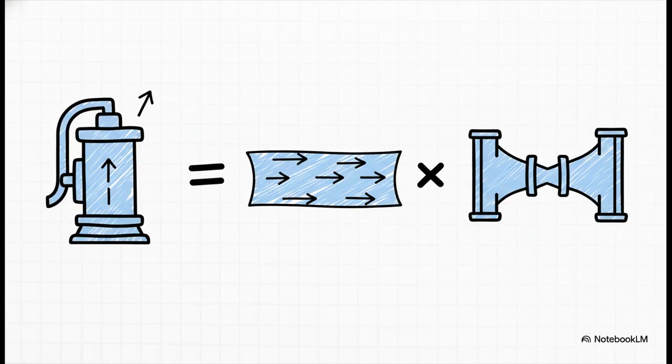And here's the magic. This is how they all connect. The push, voltage, is equal to the flow, current, multiplied by the pushback, resistance. V equals I times R. This simple, elegant little formula is the heart and soul of Ohm's law. It's the key to solving a ton of circuit problems.